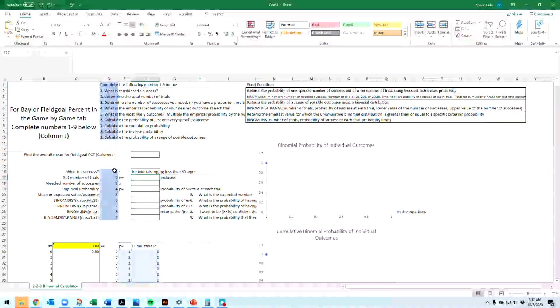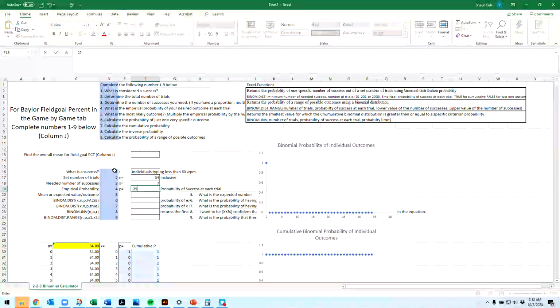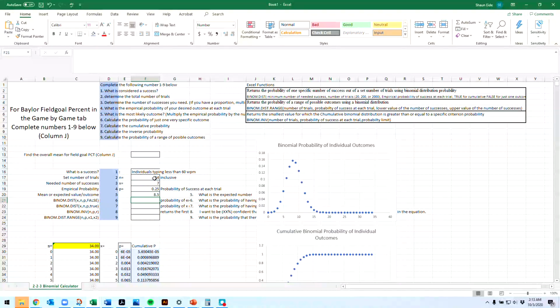Okay, the set number of trials, I said that there's a total of 34 people that we are observing. And then the needed number of successes, specifically there were 8 successes last time, so we need to decrease that number, so we need to get down to at least 7. And then the empirical probability, like I said, the probability of it is being 0.25. And then the mean or expected outcome, just do equals 0.25 multiplied by 34, and that gives us 8.5.